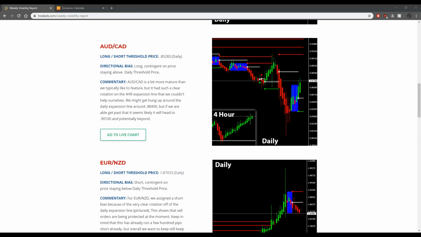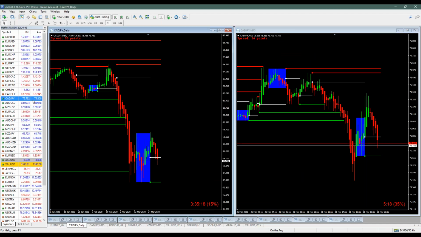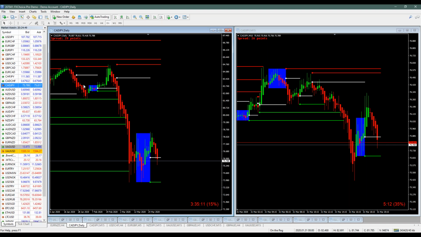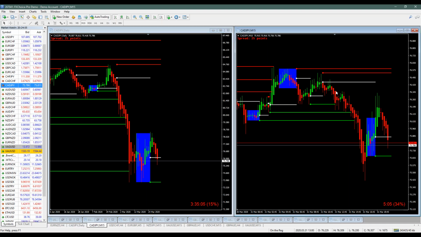Anyways, let's go ahead and jump over to Aussie CAD and just review that for a second, and we'll go through some of that. You'll notice a lot of the pairs on the volatility report will be on the daily and the 4-hour, but I wanted to go through and maybe look at a few entries on the 15. I like to look at it on the 15 just to make sure that we can take a look at some entries. Aussie CAD.